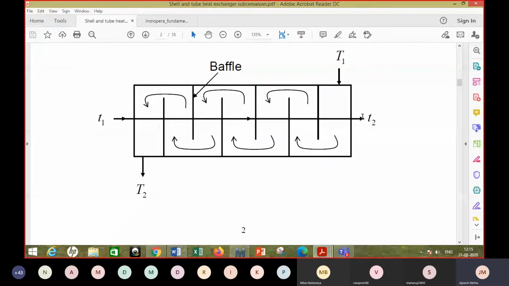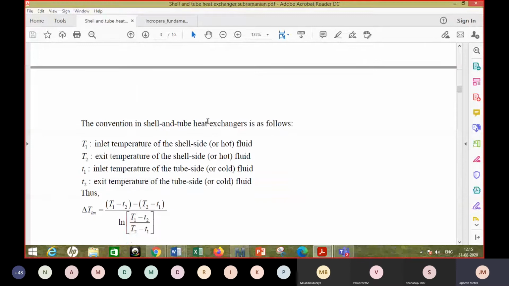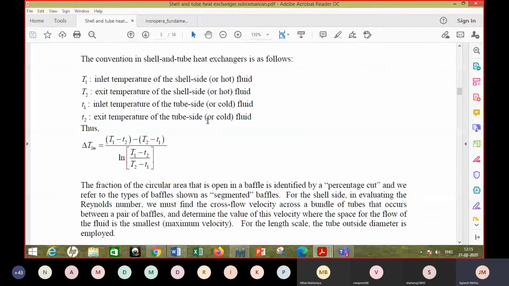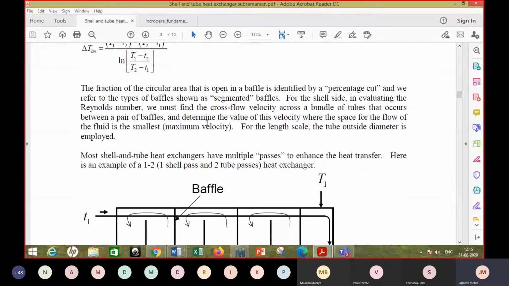So here I have shown only one line, but I may show that there is a line here and then it takes a U-turn. Schematically, I may show that U-turn outside this box, but the whole thing is inside. So it takes a U-turn and comes out from the same side. And even on the shell side, multiple passes are used. Okay, so this is the log mean temperature difference, which is already explained.